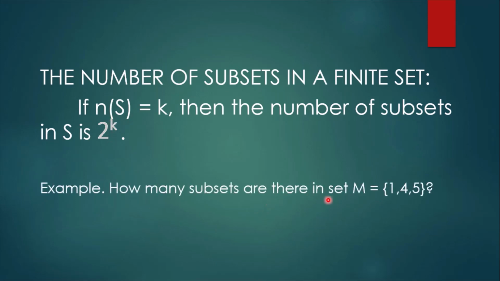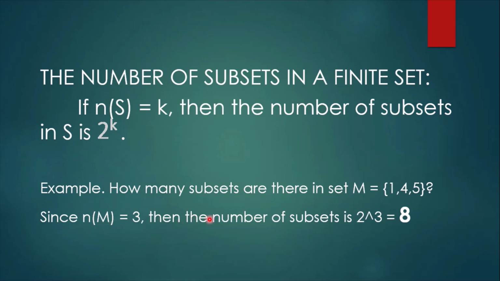Example, how many subsets are there in set M if we have these elements 1, 4, 5? So the cardinality of M is 3. Then the number of subsets in M is just 2 raised to 3. And if we evaluate this, we have 8. So there are 8 subsets in set M.